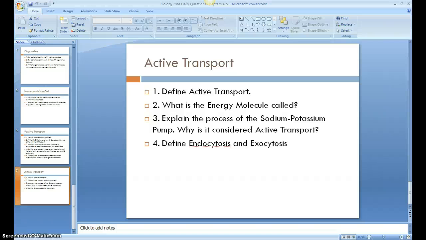Hello class, today we're going to be looking at active transport in cells, and so we have 4 questions here to be looking at. Define active transport. What is the energy molecule called? Which we should have from a past chapter. Number 3, explain the process of the sodium-potassium pump and why is it considered active transport. And number 4, define endocytosis and exocytosis.